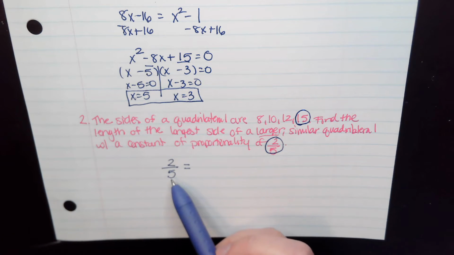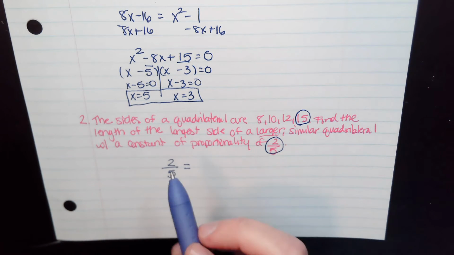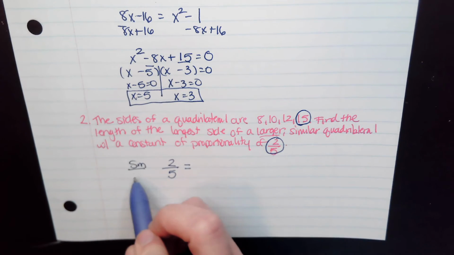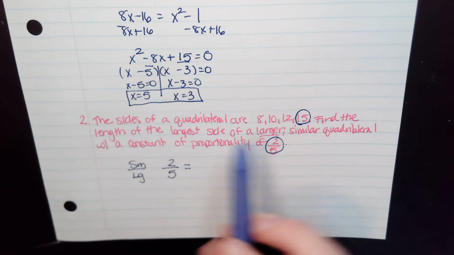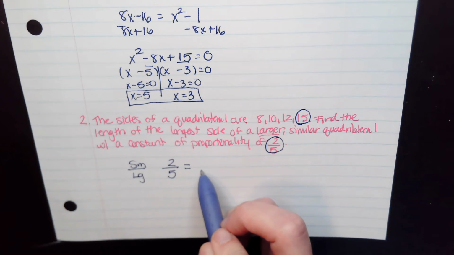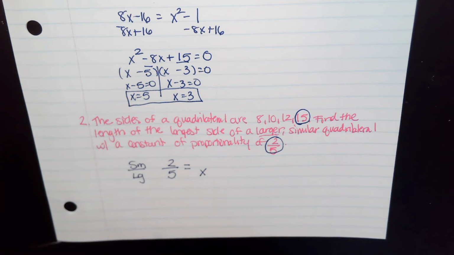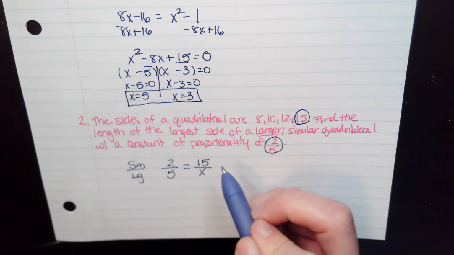So ask yourself first, what number is bigger, 2 or 5? Well, 5 is bigger, so 2 is smaller. So I would put the smaller quadrilateral on the top and the larger quadrilateral on the bottom. So we know that we want to find the length of the longest side of a larger quad. So I know that I do not know the longer side of the larger quad. I do know the longest side of the smaller quad is 15.